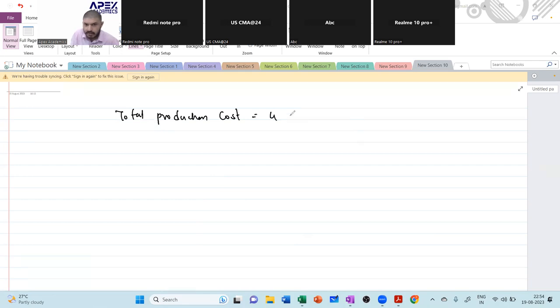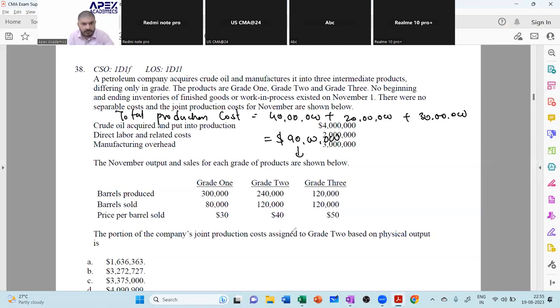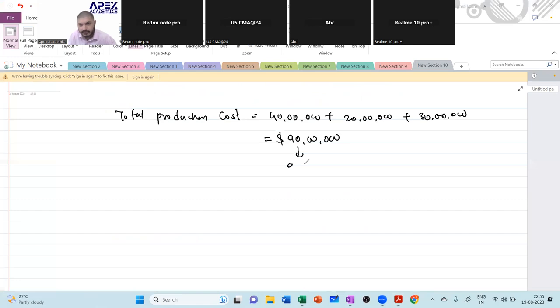It is $40 lakh plus $20 lakh plus $30 lakh. What is the total production cost? $90 lakh. This has to be allocated on what basis? On the basis of physical output.